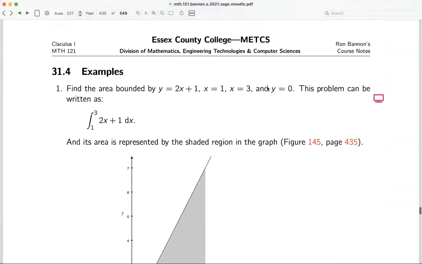Okay, we're in section 31.4 of the notes. This is the examples. I'll go through the examples. Hopefully you paid attention during lectures, and these examples will just confirm what was discussed in lectures. All right, so I'm going to go to the whiteboard, and I'll go through the problems one by one.